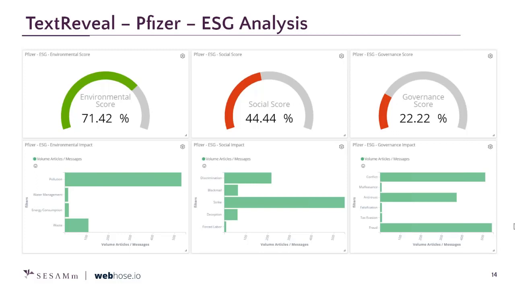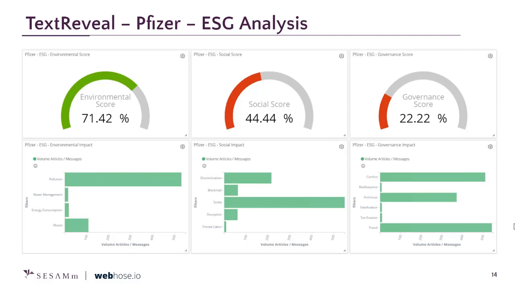The social score is actually a bit less reassuring. We see several aspects related to discrimination and strikes on Pfizer directly, and we see that the score is less than 50% in the way that it was computed. So we should take a closer look at that specifically. The last part is the governance score. We see that the governance score on Pfizer that was generated automatically is extremely low.